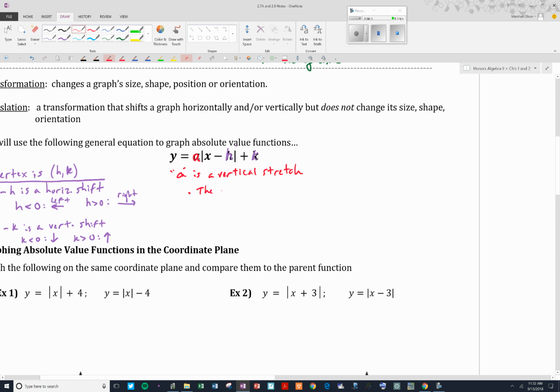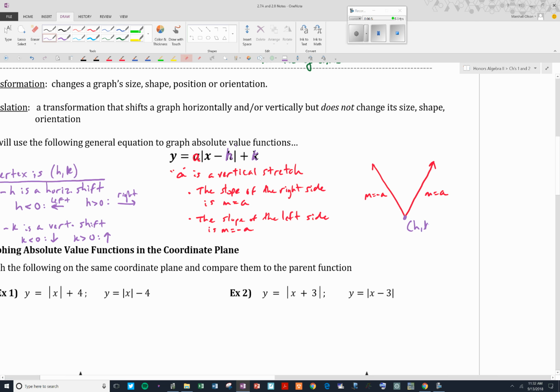So we're just going to write this: the slope of the right side is A, and the slope of the left side is going to be the opposite of A. So basically we can just do a quick little picture like this. That side is A, that side is the opposite of A, and then why not put a little blurb there about the vertex being (h, k).